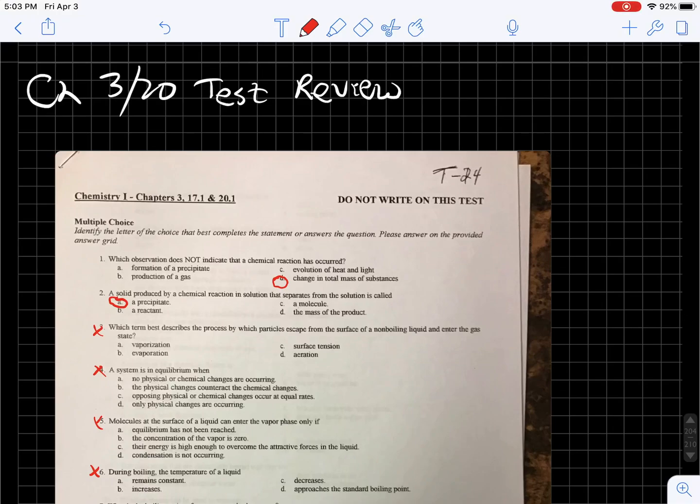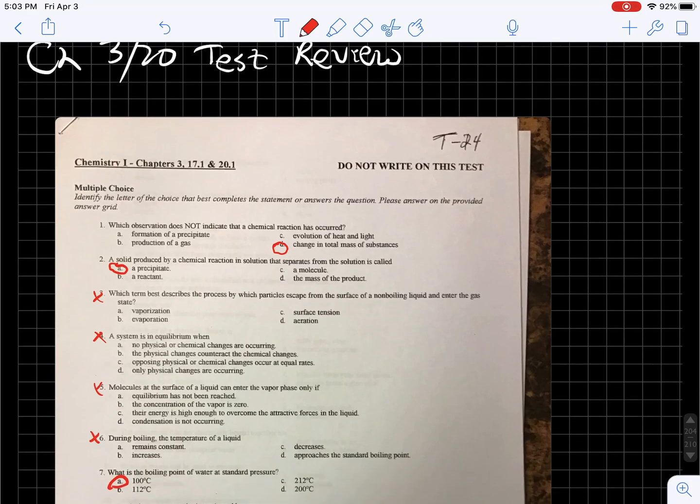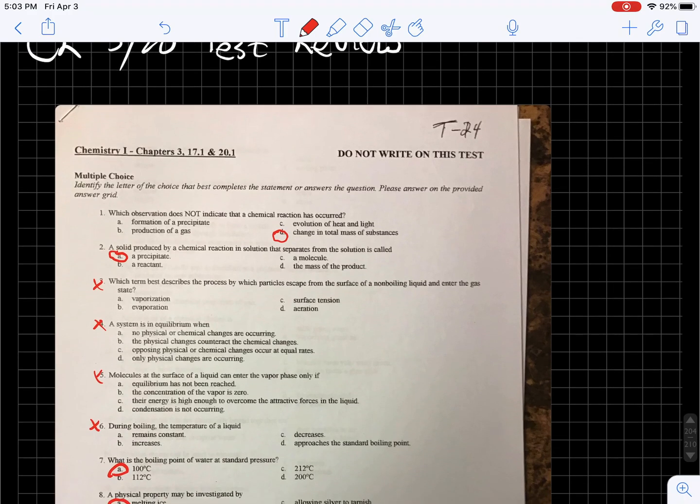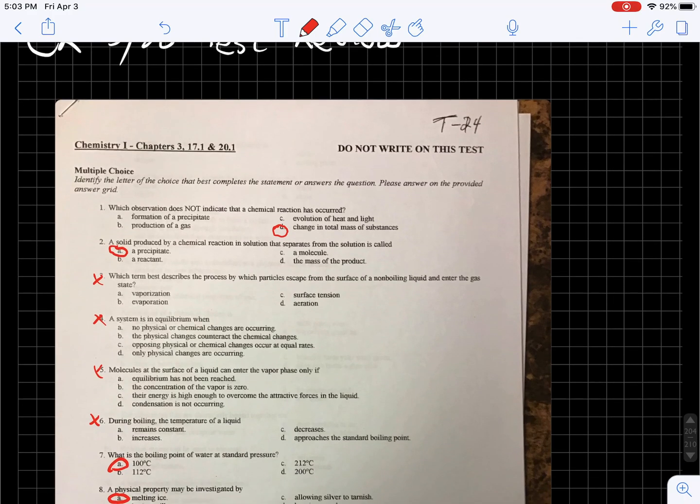Okay, hello. Chapter 3 and 20 test review. All right, so this was the test that I gave you actually the day before school closed. So some of the problems I had you omit and put an X through them. I'm just going to go over them briefly.